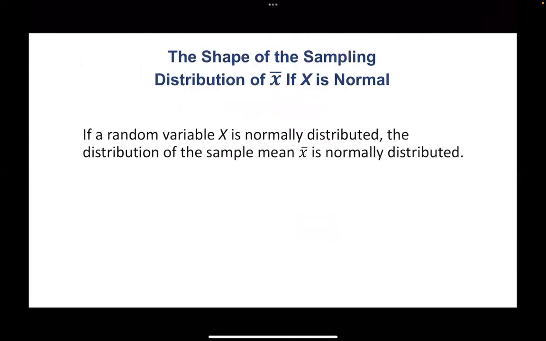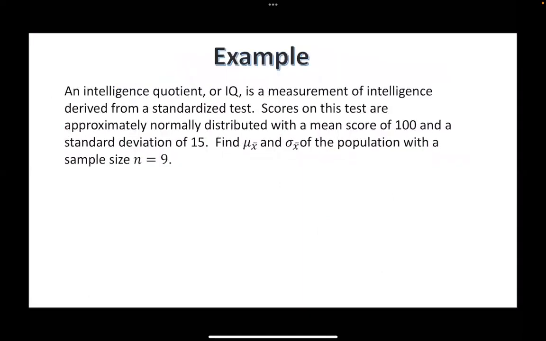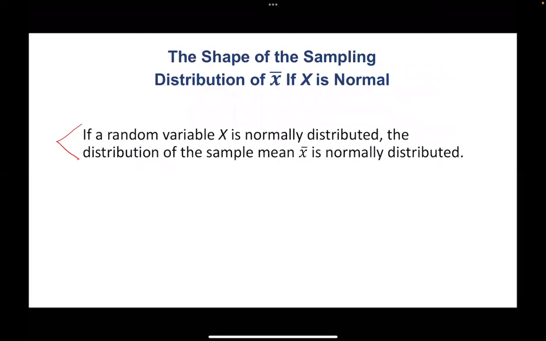If our random variable is normally distributed, then the distribution of the sample mean is also normally distributed. This right here, you might want to know this. So if our random variable is normally distributed, then the sample means are normally distributed. It's always so much easier when we're dealing with a population that's normally distributed. When things aren't skewed, it's so much easier. Okay.